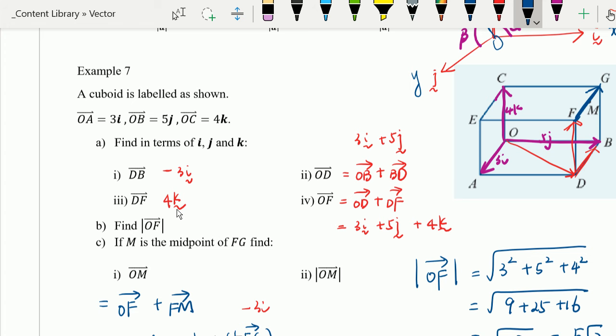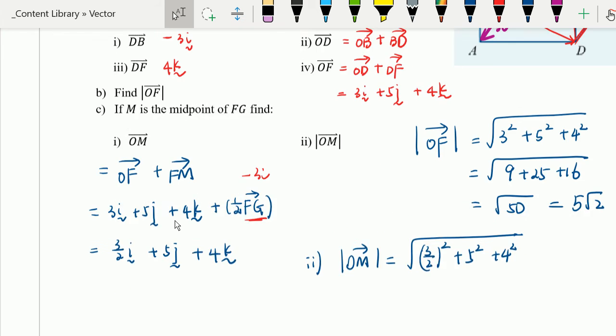For the second one, we want to find the absolute value, the magnitude of OF. We just square all these three numbers and find the square root. You can put that into the CAS to work that out.